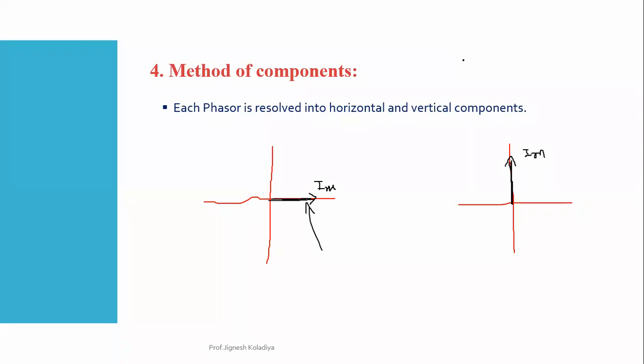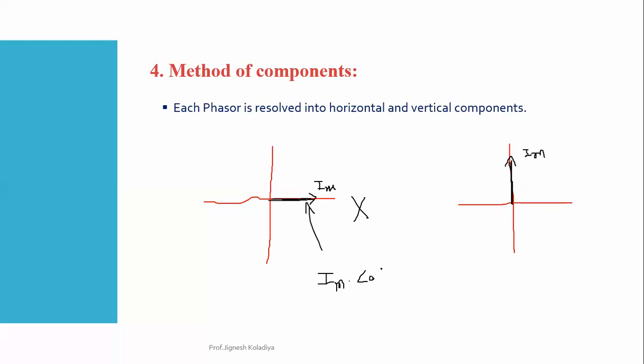Someone is writing it is 0. Both are 0. Okay, he's saying both are 0, but I don't think both are 0 because it is lying on the x-axis. Now listen, it is lying on the x-axis, so it is making 0 angle, right? So can I write the x component like this? Im into cos 0.